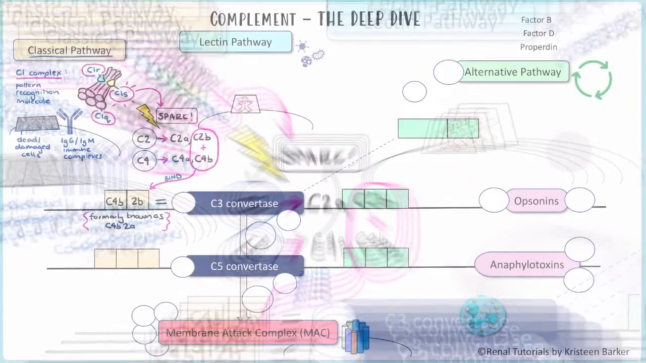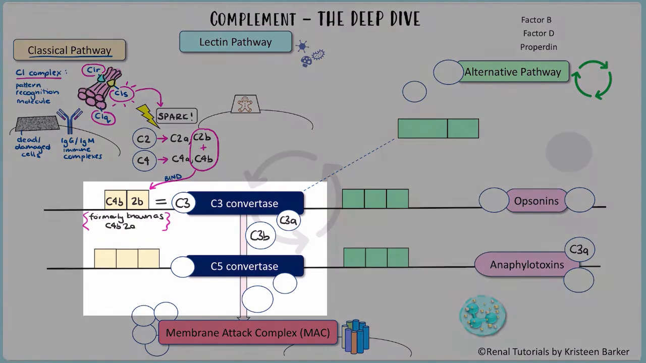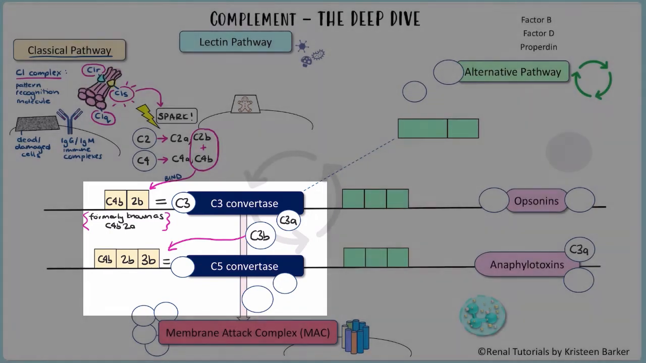Once this C3 convertase establishes itself on the cell surface, we are in business. C3 convertase now cleaves C3 into C3a and C3b. C3a is an anaphylatoxin, which will now go off and promote inflammation. But C3b again wants to bind and belong. So C3b will now join forces with the C3 convertase molecule, C4b2b, to become C4b2b3b, which is otherwise known as a C5 convertase.